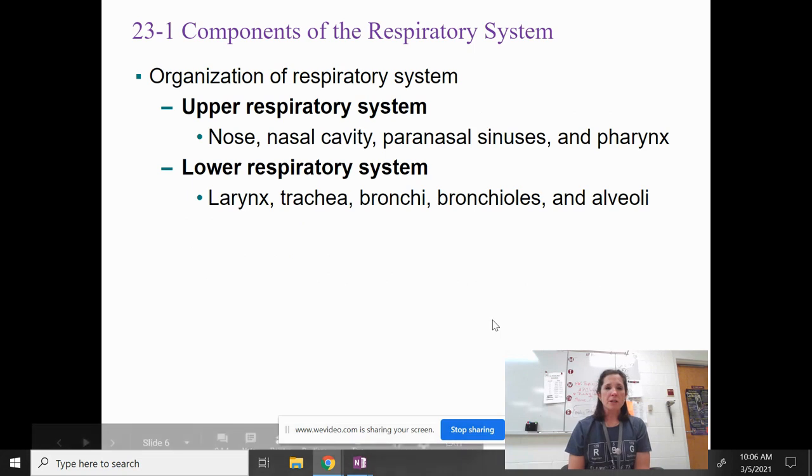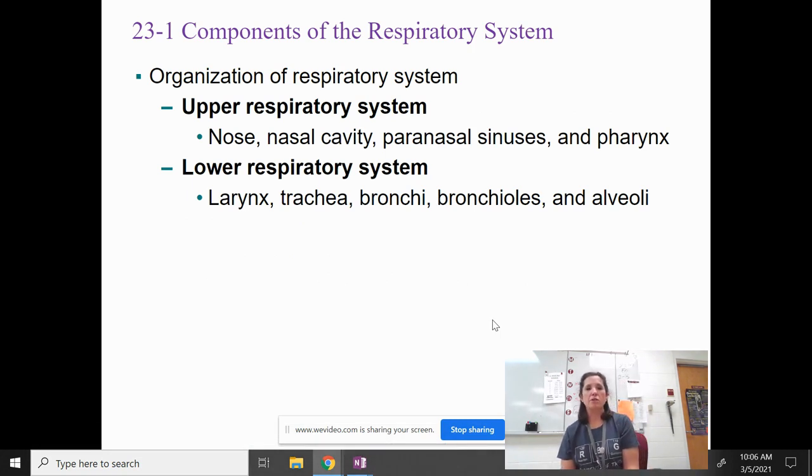The respiratory system is organized into the upper and the lower. The upper is your nose, your nasal cavity, your paranasal sinuses, and your pharynx, which is known as your throat. We're going to mainly hit the upper respiratory system today. The lower respiratory system is your larynx, which is your voice box. When the larynx thickens in puberty in males, that is the Adam's apple. Then your trachea, whose layman's term is the windpipe. So it goes from your pharynx to your trachea, and then it branches off into the bronchi, and then into the bronchioles that go to the smallest parts, the alveoli.